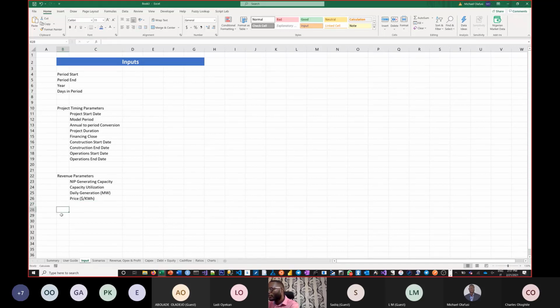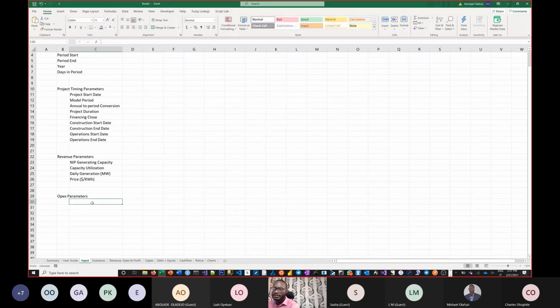So we can go directly to the Opex. So the Opex parameters, we might be paying a yearly fee to NEC. So there might be a yearly NEC fee that is based on the type of plant we are operating. They charge differently based on whether you are doing renewables, or hydro, or gas turbine. So there is that one.